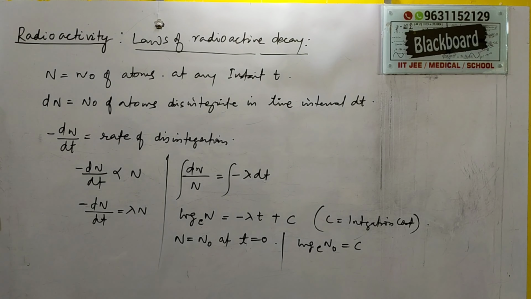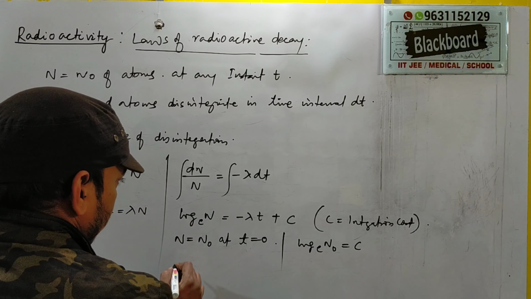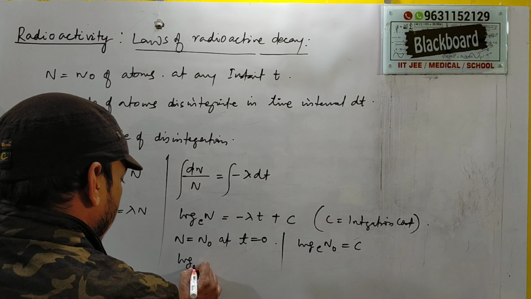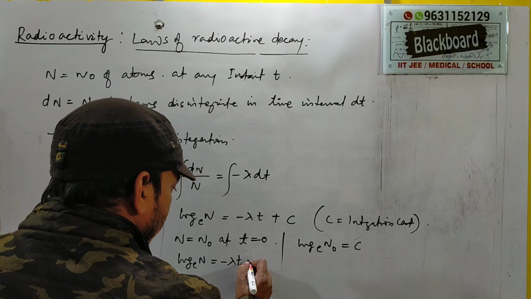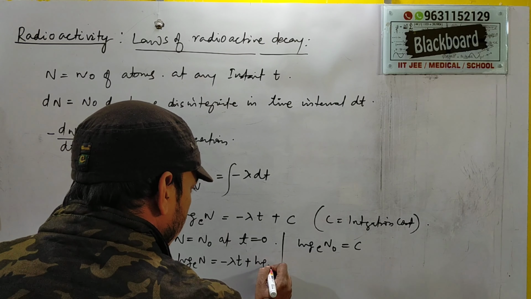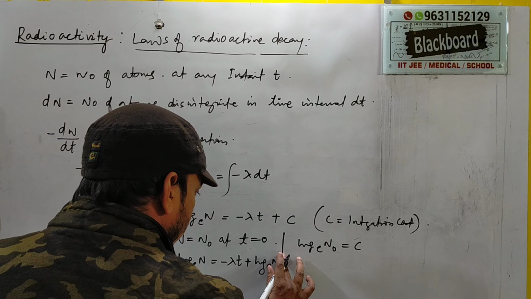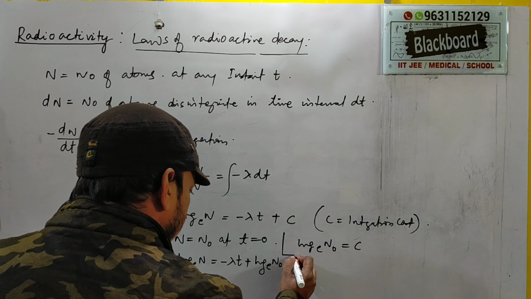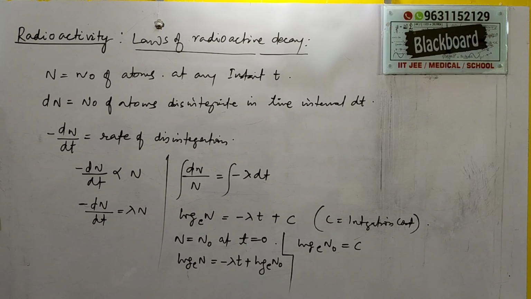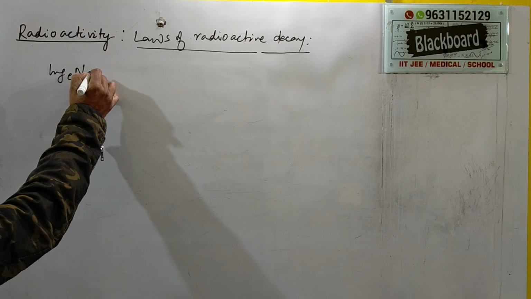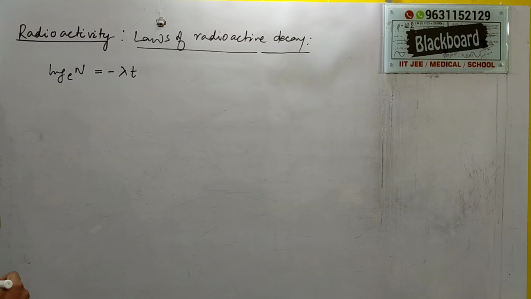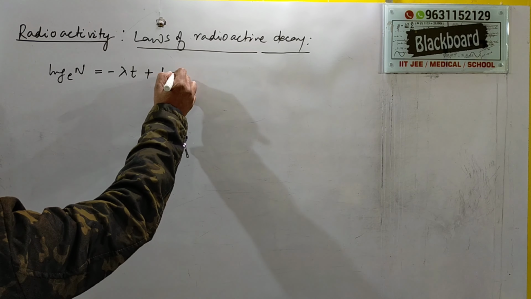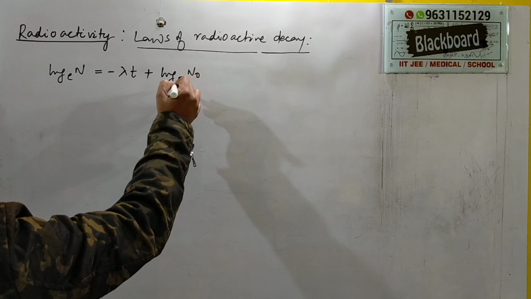This is the value of c. Now put the value of c. अब c को हम यहाँ पुट करेंगे, तो आपके पास इक्वेशन आ जाएगा log N बेस e is equal to माइनस लैम्डा t प्लस log e N naught. दिस इज द रिजल्ट. log N base e is equal to minus lambda t plus log N naught base e.